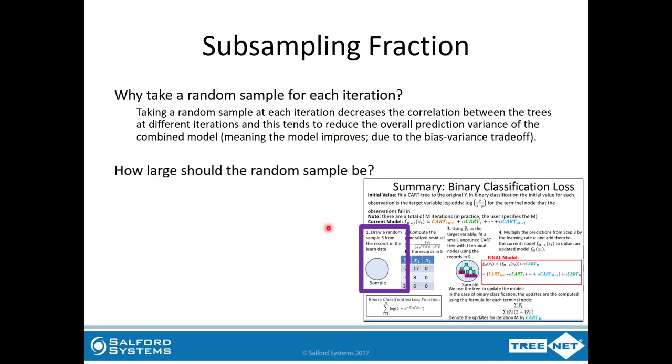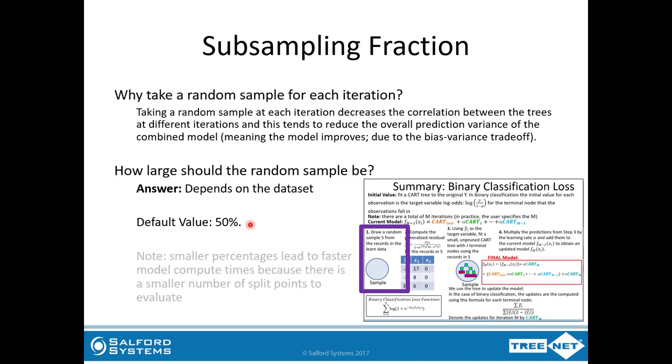Now, how large should this random sample be? Well, it kind of depends on the data set. The default value is 50%. And note that smaller percentages lead to faster model compute times, because there's a smaller number of split points to evaluate.